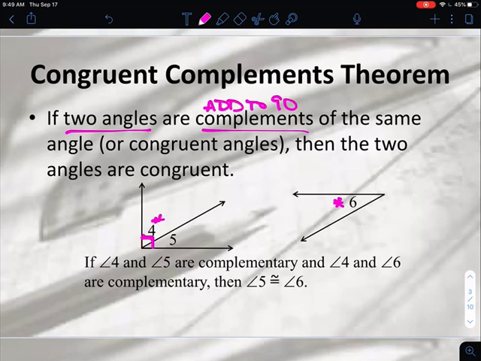Well, so if I think about this, let's say angle 4 is 50 degrees. Well, 4 and 5 were complementary. That means angle 5 has to be 40. And then if angle 4 and angle 6 are complementary, that means angle 6 must be 40 because they have to add up to 90. Well, so then we can see those two angles have to be identical to each other. So angle 5 would be congruent to angle 6 because they're both complementary to 4. So supplements or complements doesn't matter. If I have two angles that are the same to 1, then those two angles are going to be the same.